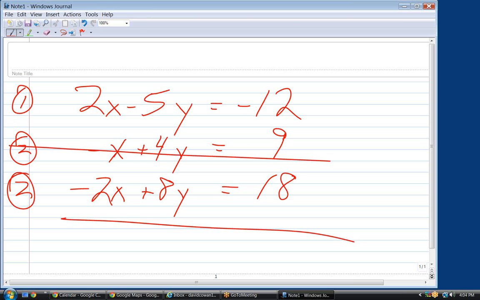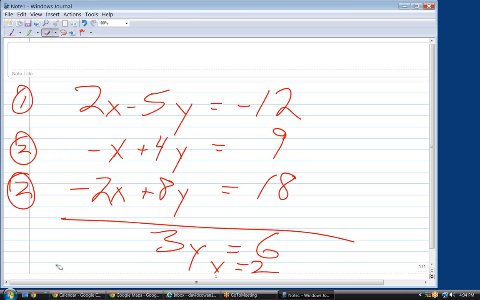So when I add equation 1 to equation 2, what do I get? You get 3y equals 6. So y equals 2. Now how do I solve for x?